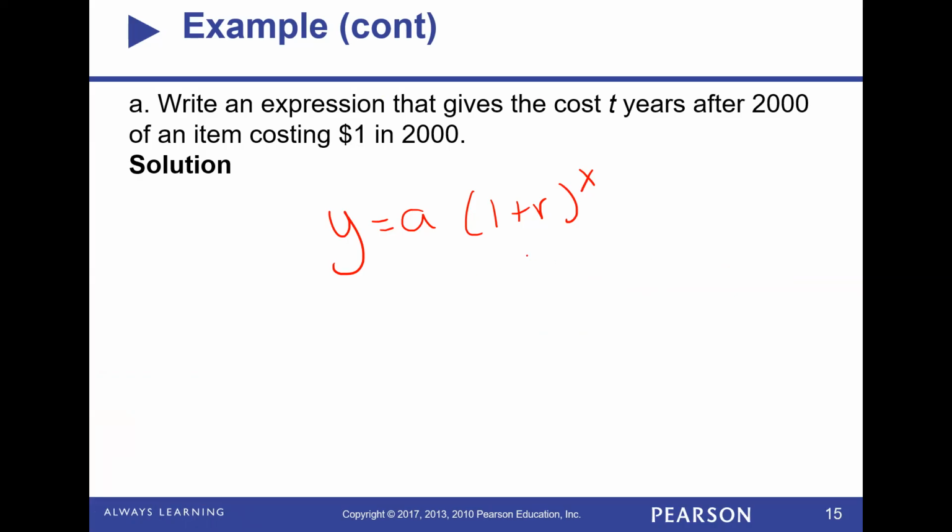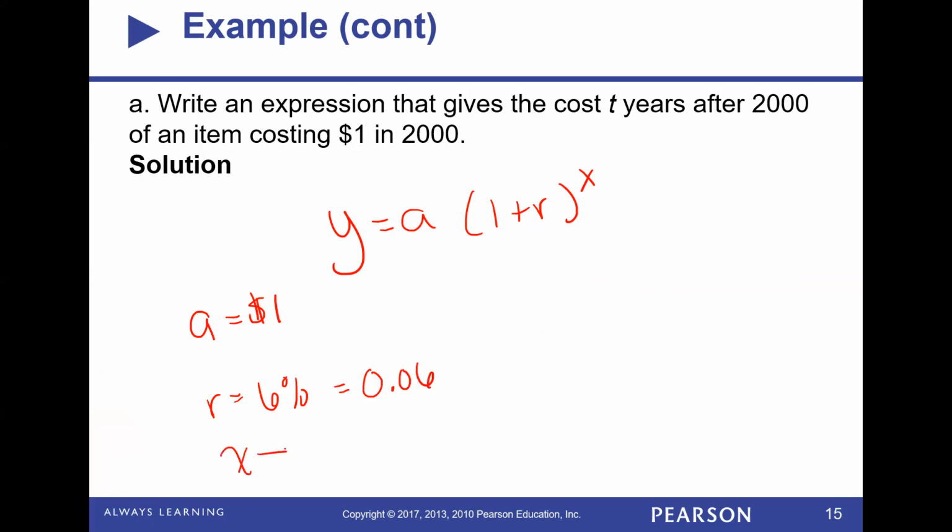So this is our formula that we're going to use. We also know that our initial amount is $1. We also knew that our rate is 6%. Keep in mind, we do not like to keep that as a percentage. So we're going to change that to the decimal 0.06.